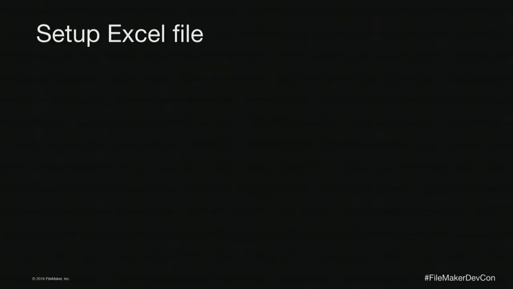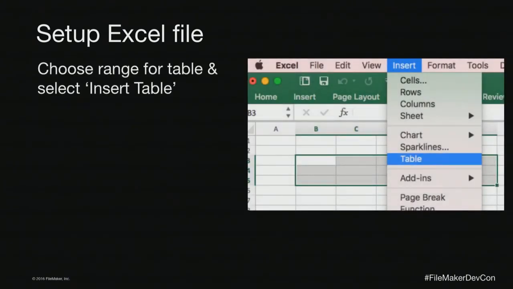So the first thing you need to do is set up an Excel file to be encoded in such a way that allows it to be interacted with by us. And so we'll look at what that takes first. What we're taking advantage of is something called table objects in Excel.